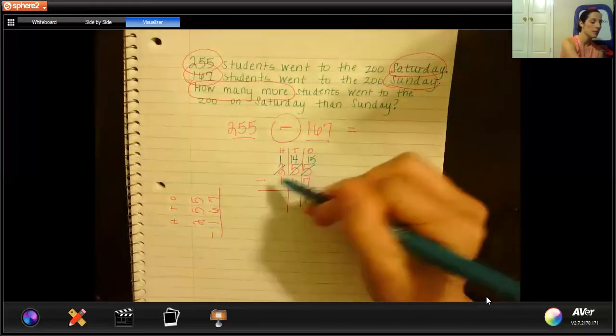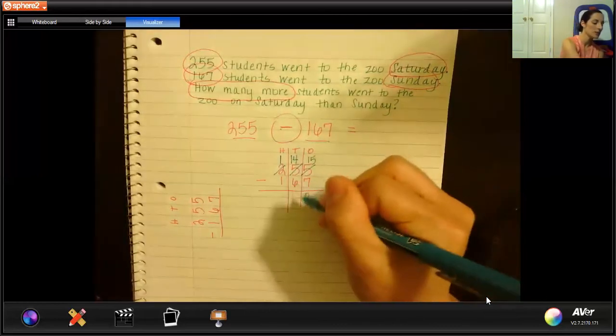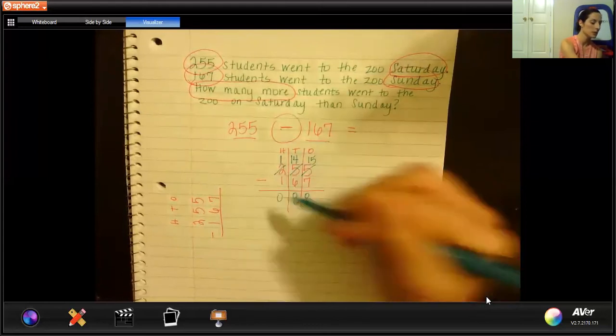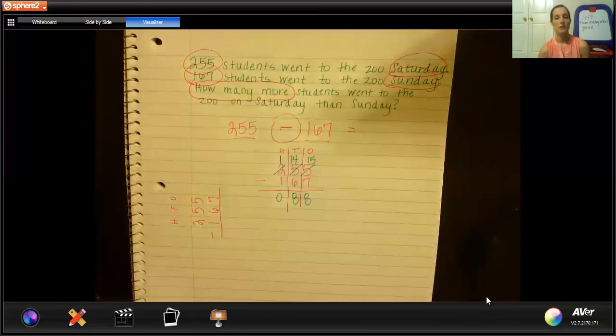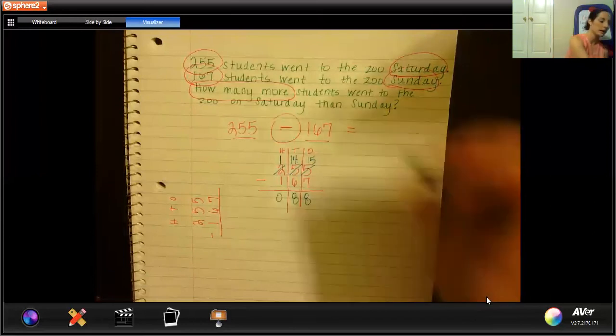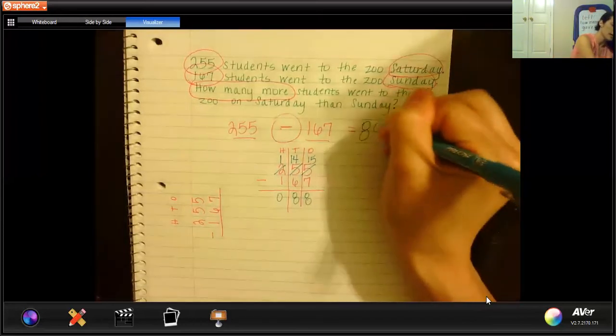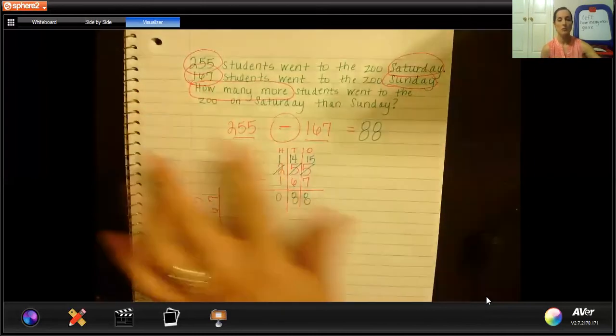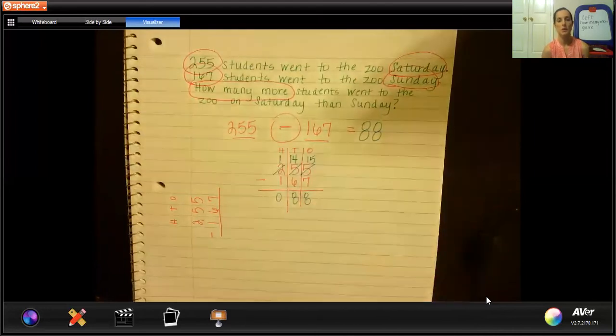So 14 minus 8, then now 1 minus 0. So your answer would be, how many more students went to the zoo on Saturday than Sunday? Our answer is 88. Again, we analyzed our problem, we made a plan, and then we solved our problem. Okay.